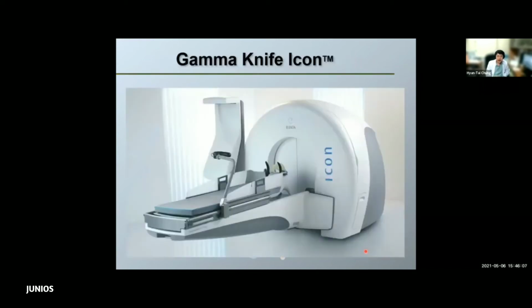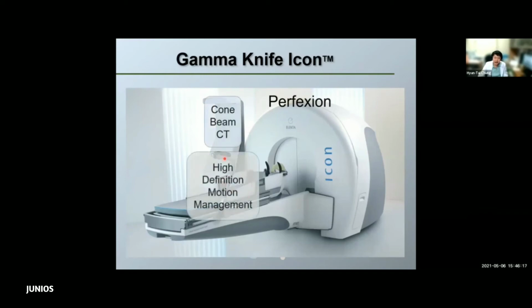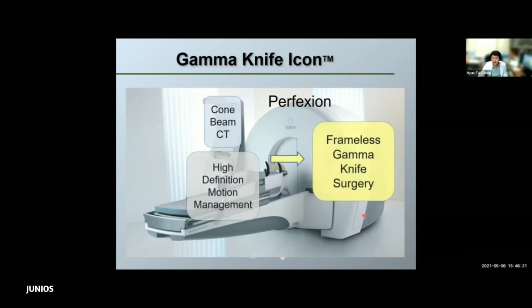Let's move to the Gamma Knife Icon. So Icon has the cone beam CT. The radiation part is the same as Perfexion, and it has a cone beam CT. It has a patient monitoring system. So by combining these, we can perform frameless Gamma Knife surgery with Gamma Knife Icon.